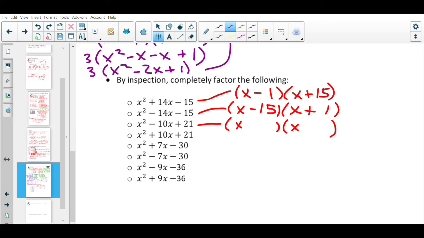What multiplies to 21 and adds to negative 10? So this one should be a clue that there's going to be two minuses, and the factors of 21, if you run through all of them, the one that you should arrive at is 7 and 3. Negative 7 times negative 3 is 21. Negative 7x plus negative 3x is negative 10. So that one works.